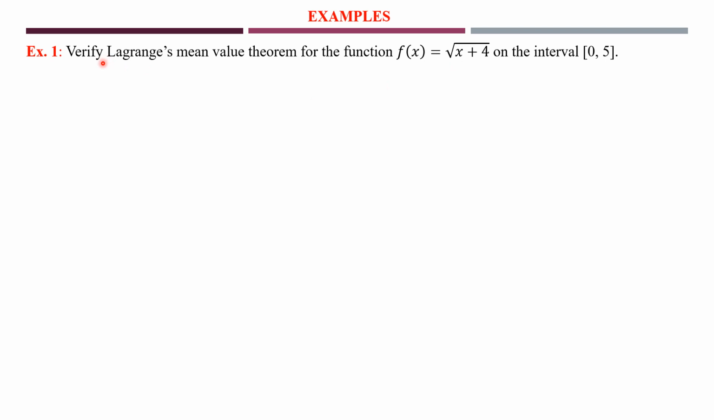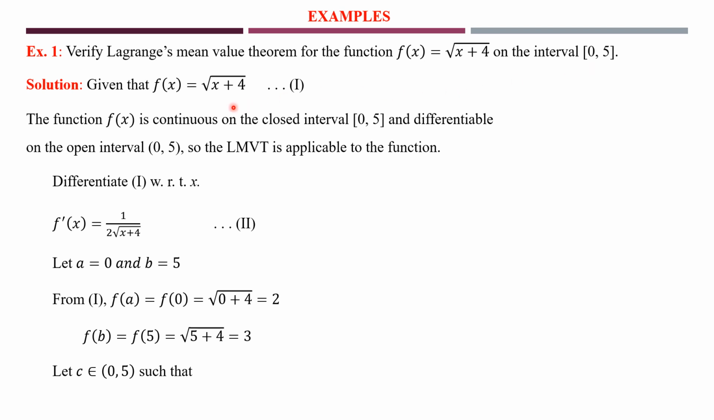Examples. Example first. Verify Lagrange's mean value theorem for the function f of x equal to root of x plus 4 on the interval [0, 5]. Solution. The function f of x is root of x plus 4. The function is continuous on the closed interval and differentiable on the open interval. So LMVT is applicable. Hence differentiate with respect to x: f dash of x equal to 1 divided by 2 root of x plus 4.